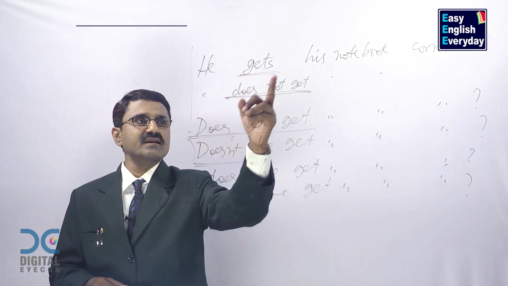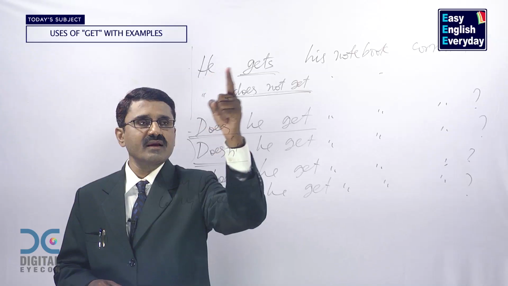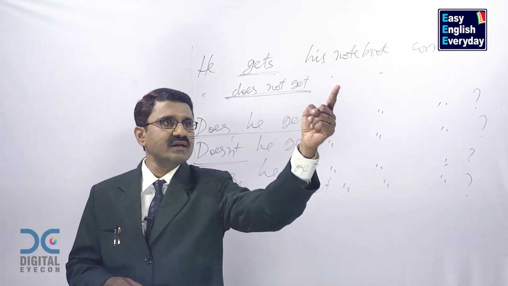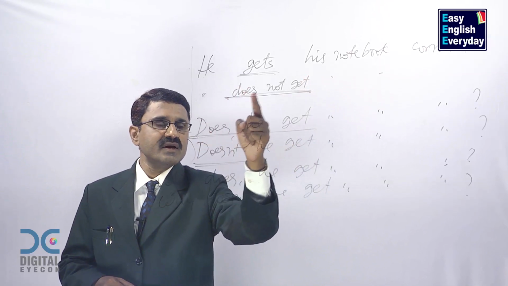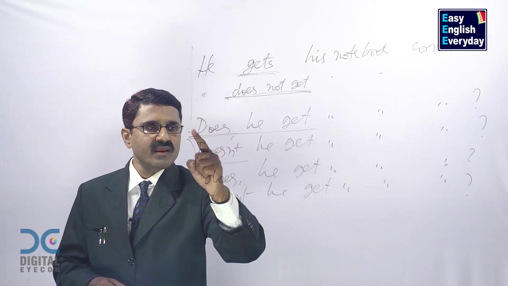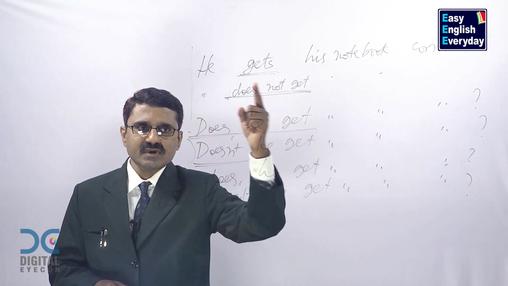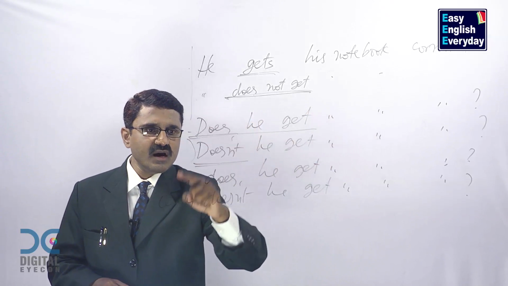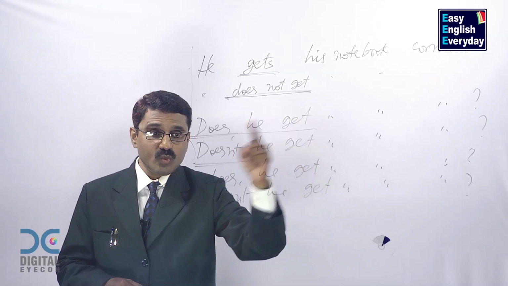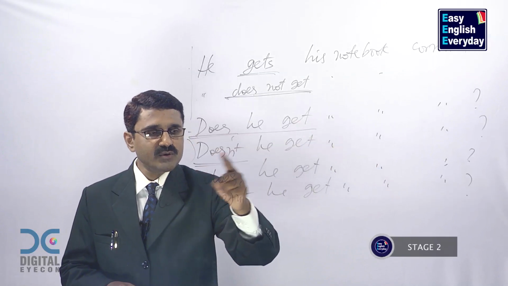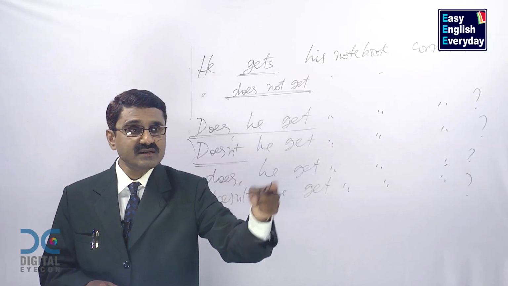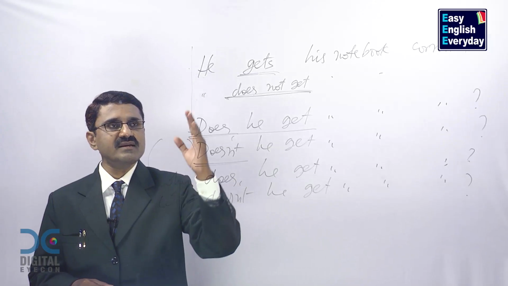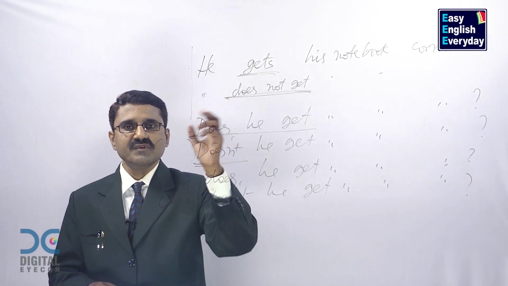He can get you arrested. He can't get you arrested. Can he get you arrested? Can't he get you arrested? How can he get you arrested? Why can't he get you arrested? So like this, you should be good at making 6 sentences with every example.